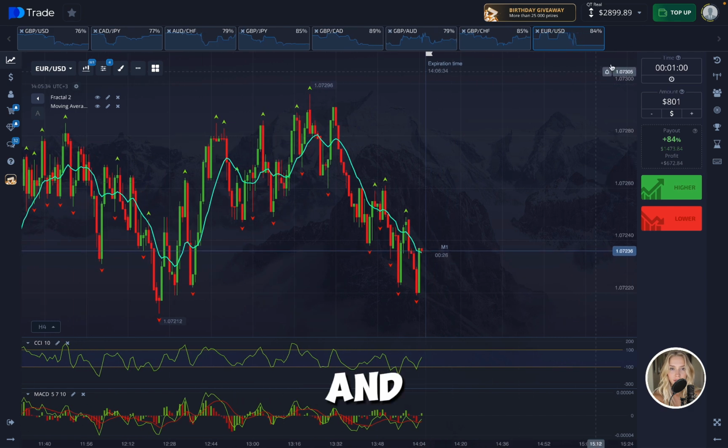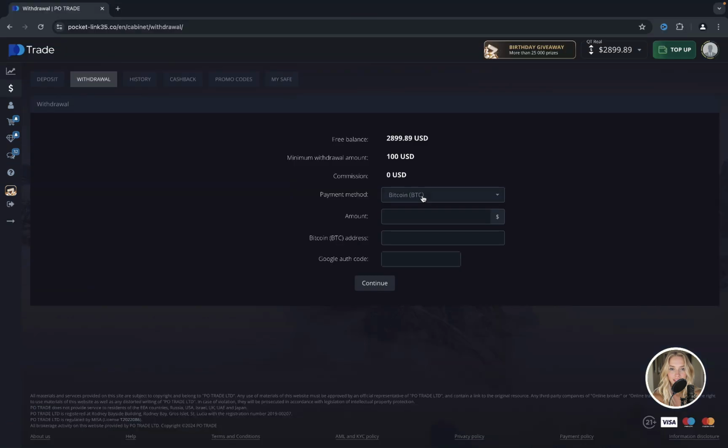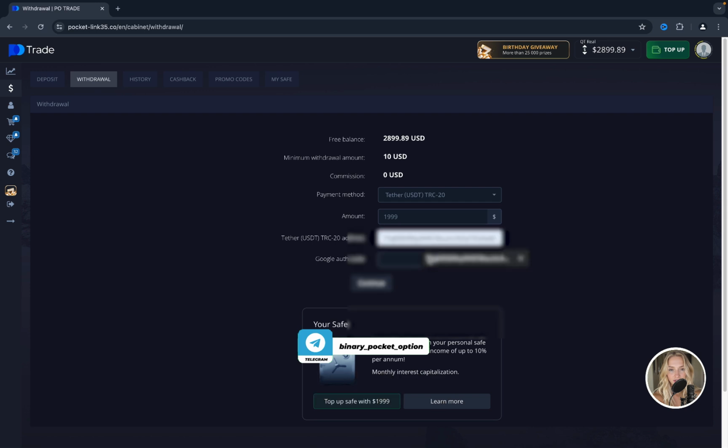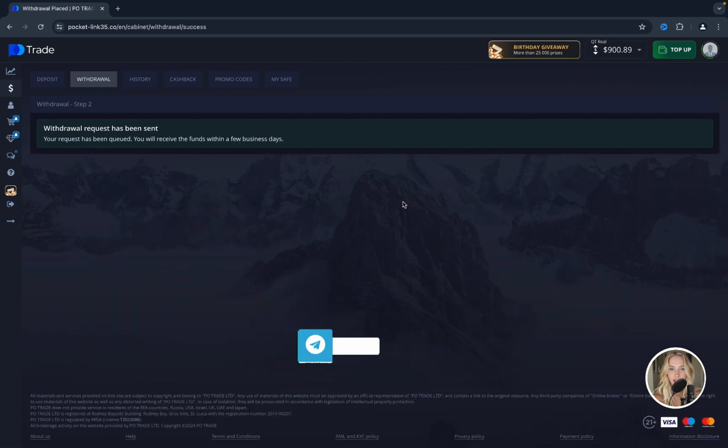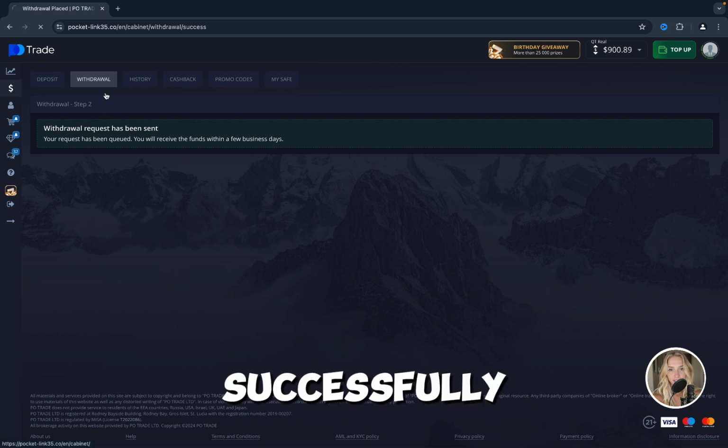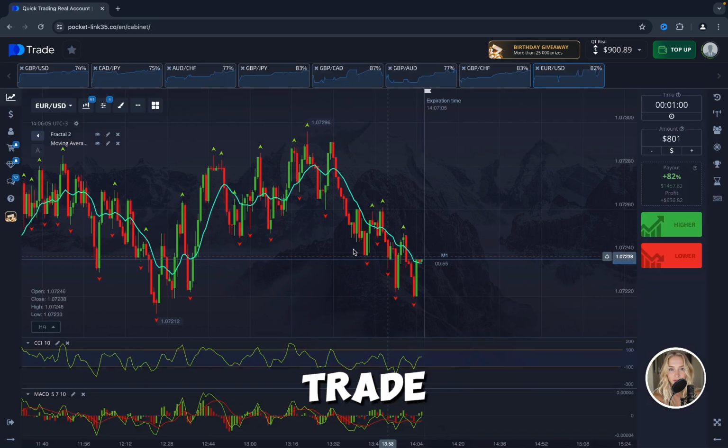Let's fix it and proceed to the conclusion. The profit amount will be $19.99. The withdrawal operation is being successfully performed. This is how the trade turned out.